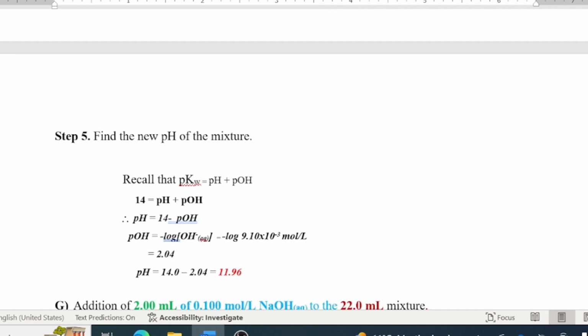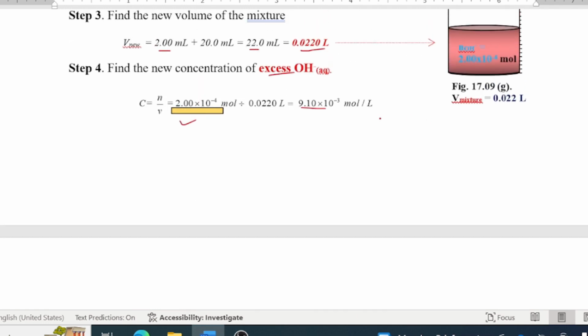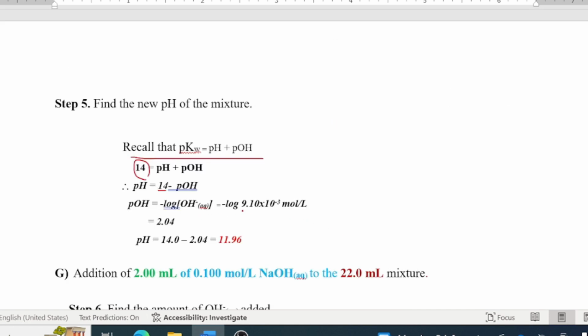You find pOH. Recall this equation here, that 14, which is equal to Kw, is equal to pH plus pOH. So pH will be equal to 14 minus pOH. We can find the pOH of this solution because we know the OH concentration. The negative log of this will give you pOH. Then the new pH will be equal to 14 minus your pOH, and see, it is 11.96. It's getting basic now. The pH is going above 7.